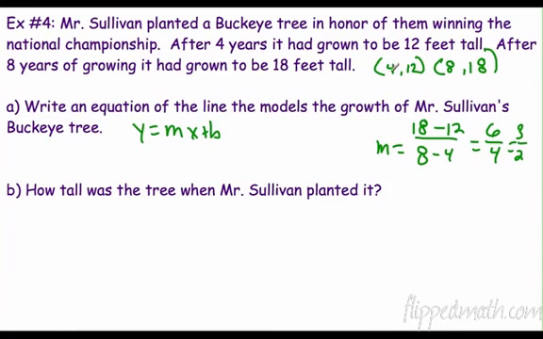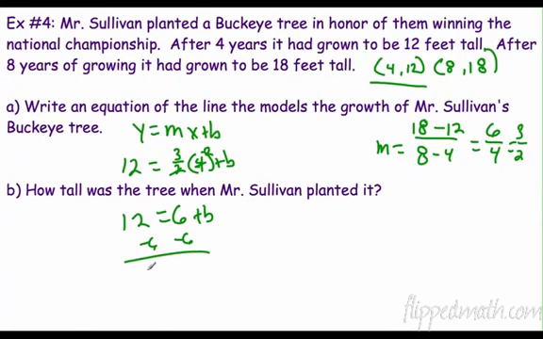Either point we can use. I'm going to use the first one because it looks like it'd be smaller numbers. So y is 12. Our m is 3/2. Our x is 4, plus b. Sorry about that. 3/2 times 4, well, 2 goes into 4 twice. 3 times 2 is 6, so I have 6 plus b. Subtract 6 from both sides, and 6 equals b. So my equation is y equals 3/2 x plus 6.